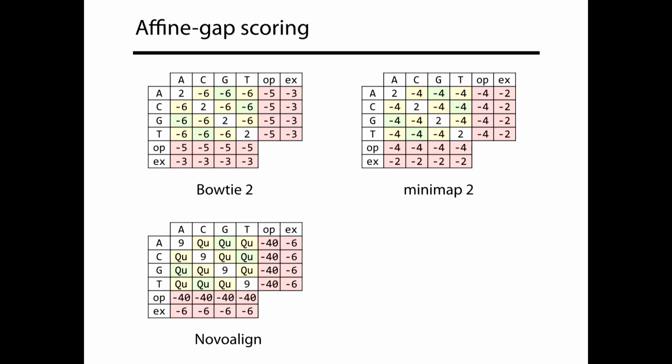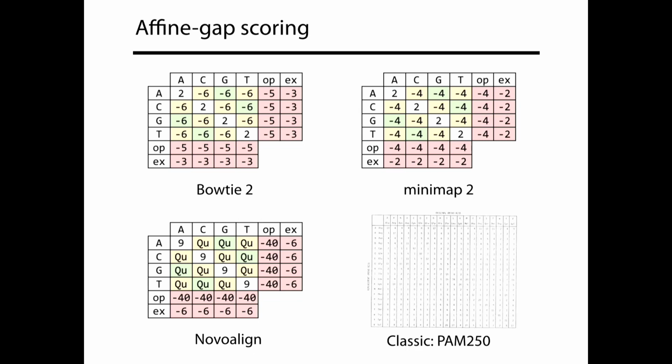Most of the commonly used tools have more or less comparable schemes. I have Qu here to indicate that this depends on the base quality value. These are just mild variations on a theme. I didn't want to show these without showing the original, right? The classic PAM substitution matrix is a version of this as well. So that's the typical scoring scheme used by these tools.